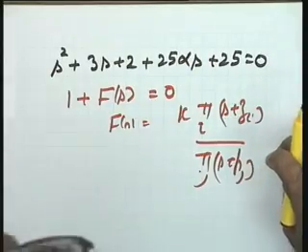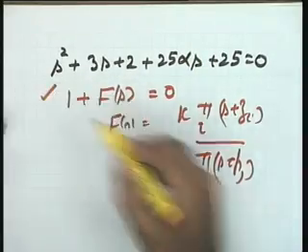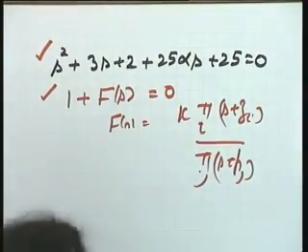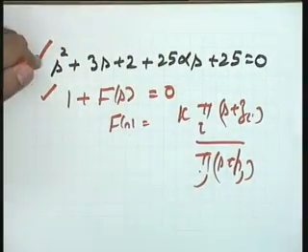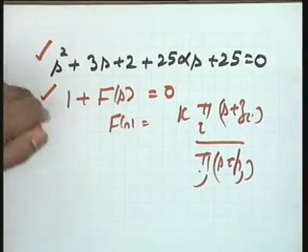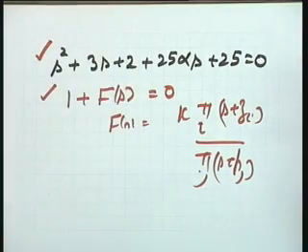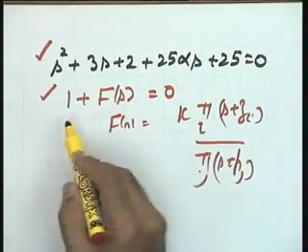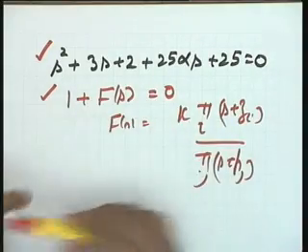you have to ensure that the roots obtained from this equation are same as the roots obtained from the characteristic equation. That is, the value of s which satisfies the characteristic equation must satisfy the equation 1 plus F(s) is equal to 0. So I really want that the equation I am studying should be put in the form 1 plus F(s) equal to 0.